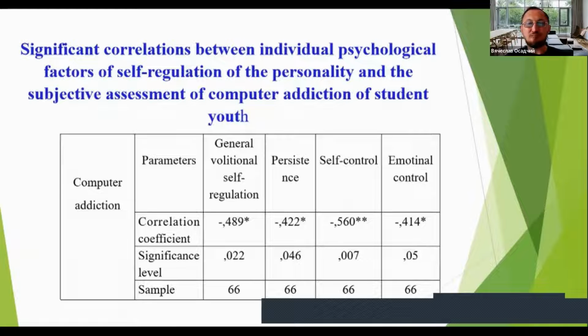In the table on the slide, you can see significant correlations between individual psychological factors of self-regulation of the personality, such as general volitional self-regulation, persistence, self-control, and emotional control, and the subjective assessment of computer addiction of student youth by different parameters: correlation coefficient, significance level, and sample.